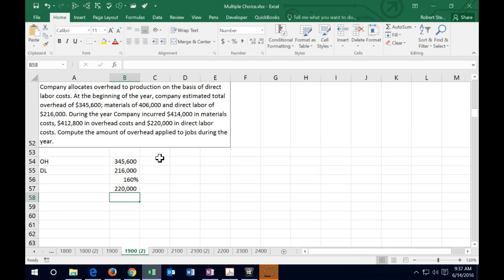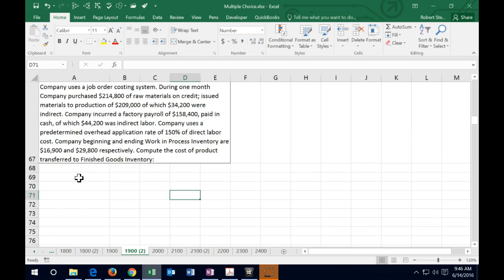So we're going to take that, multiply the 160% times the 220,000, and we come up with 352,000. That's the amount of overhead that we are going to apply out, even though the overhead that we actually incurred is actually greater, 412,800. And that's because the number we came up with, of course, is an estimate at the beginning of the year, and we're going to have to reconcile that to the actual that actually happened throughout the year.